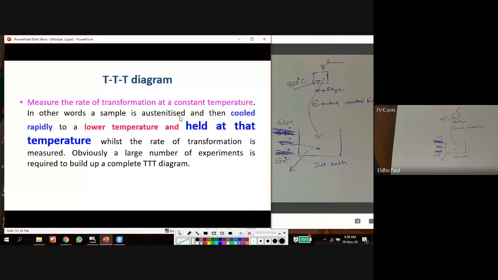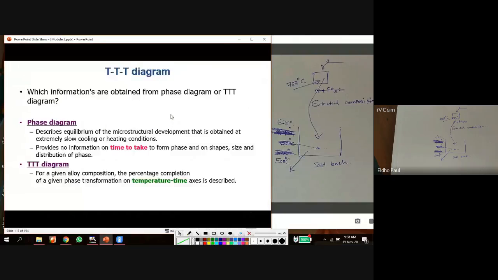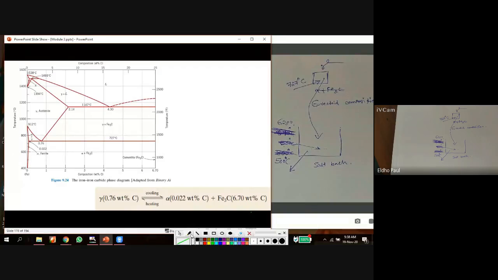The eutectoid sample is austenitized. That means we heat the sample to the austenite condition, above 727 degrees Celsius. Okay, then what is the next? This definition is very important. Each word in that definition is very important.